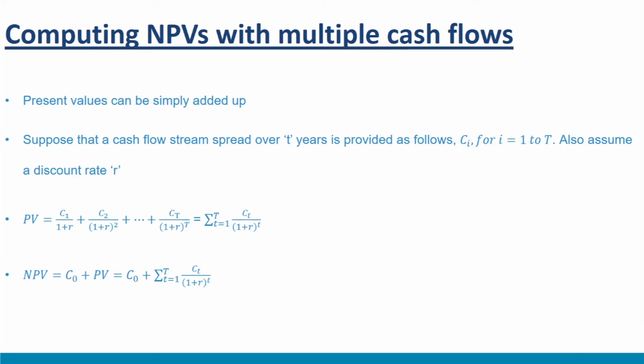This is converted into the NPV formula by simply adding the initial investment C0. C0 is a negative term as it is a cash outflow, that is an investment. Net present value NPV equals C0 plus PV.